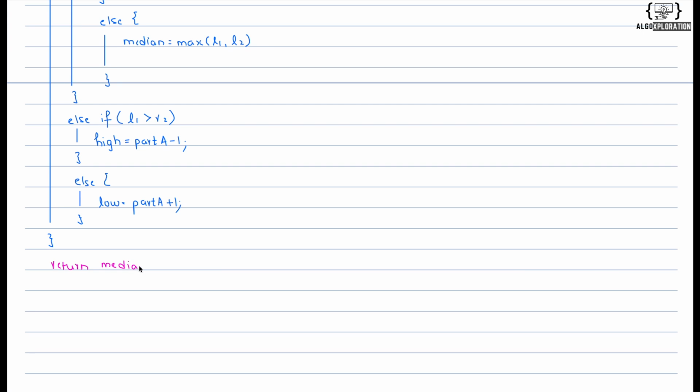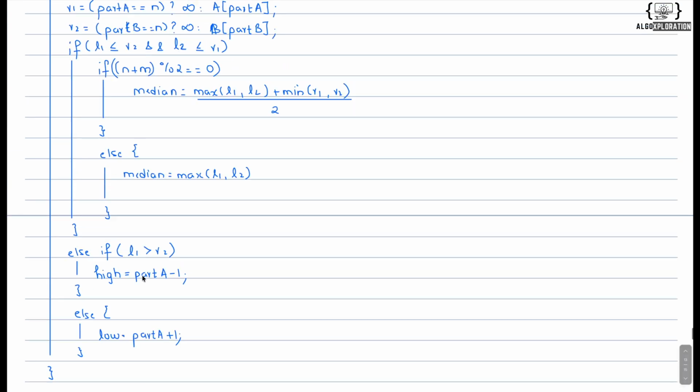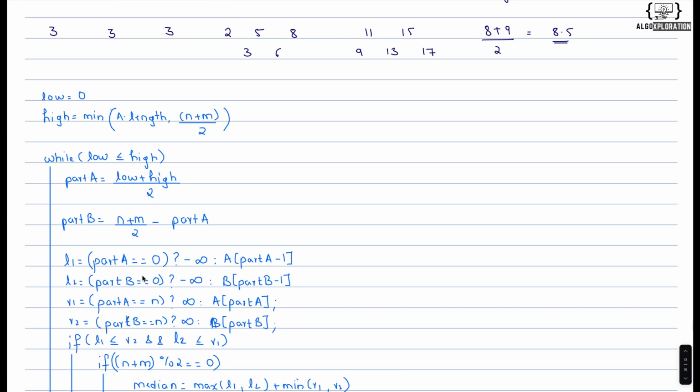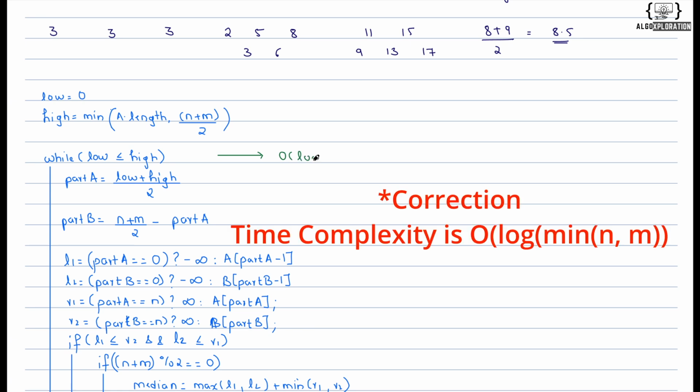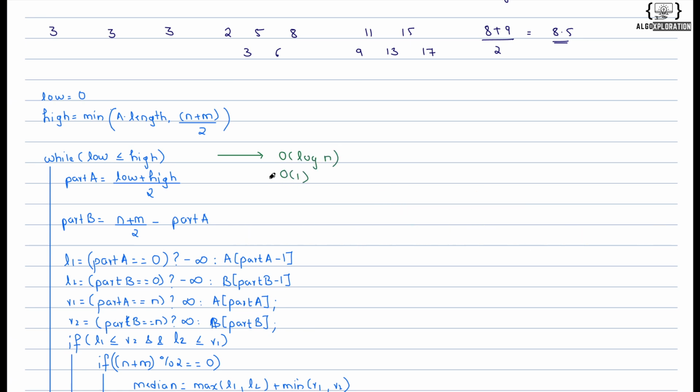Now talking about the time complexity, here we can see that we are applying the binary search approach, so it will be order of log n. Since we didn't take any extra space, the space complexity will be order of 1.